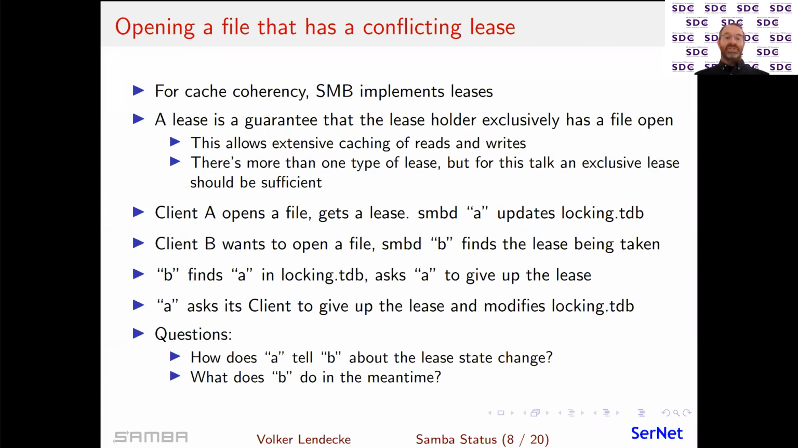Process A gets this message, asks its client to give up the lease, the client gives up the lease, and then process A modifies logging.tdb with the new contents, hey, I give up, my client has given up the lease. Now, how does A, the client who has just given up the lease, tell B about the lease state change? And what does B do in the meantime? And for this, we implemented a new API that's layered on top of dbwrap.